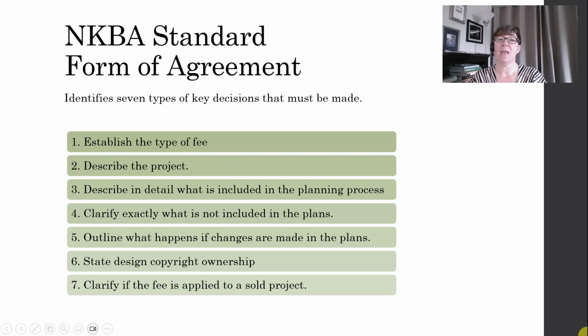In this NKBA standard form of agreement, they identify 7 types of decisions that must be made and agreed upon. You're going to establish the type of fee, describe the project, describe the planning process, and make sure you understand what's not included. You're going to talk about what happens when changes are made, and some other conditions, including design copyrights and what happens if the project is sold.